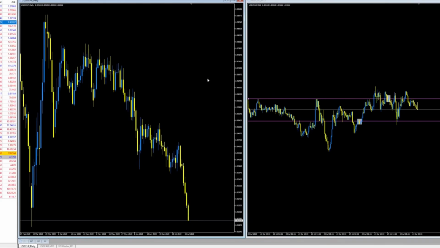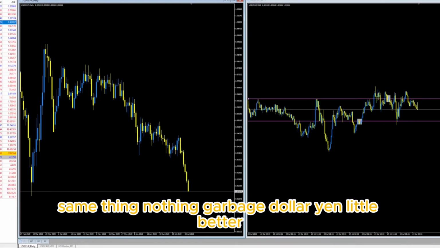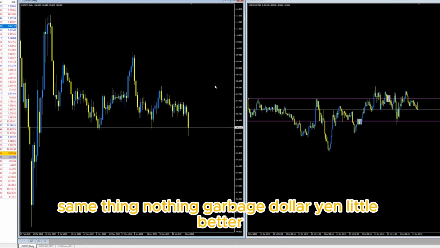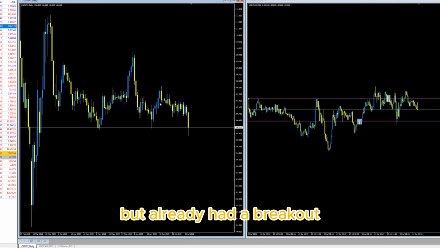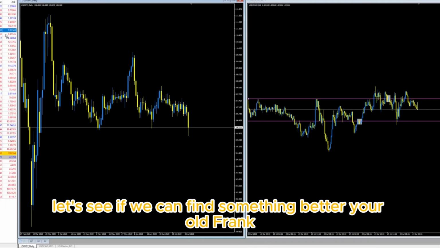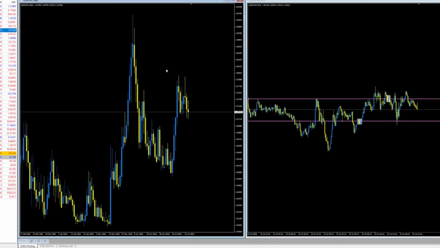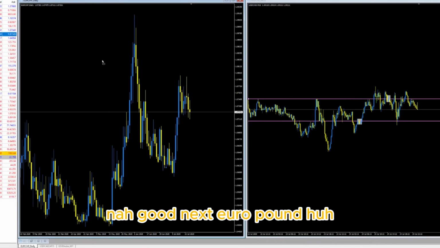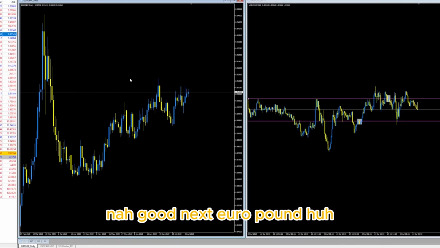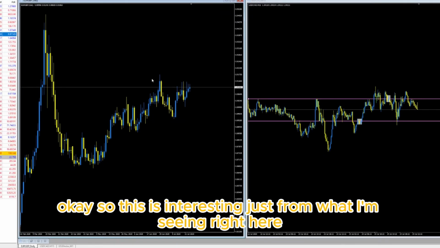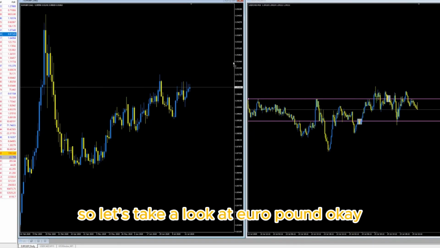Dollar franc. Same thing. Nothing. Garbage. Dollar yen. Little better, but already had a breakout. Let's see if we can find something better. Euro franc. Nah. Next. Euro pound. Huh. Okay, so this is interesting, just from what I'm seeing right here. So let's take a look at a euro pound.